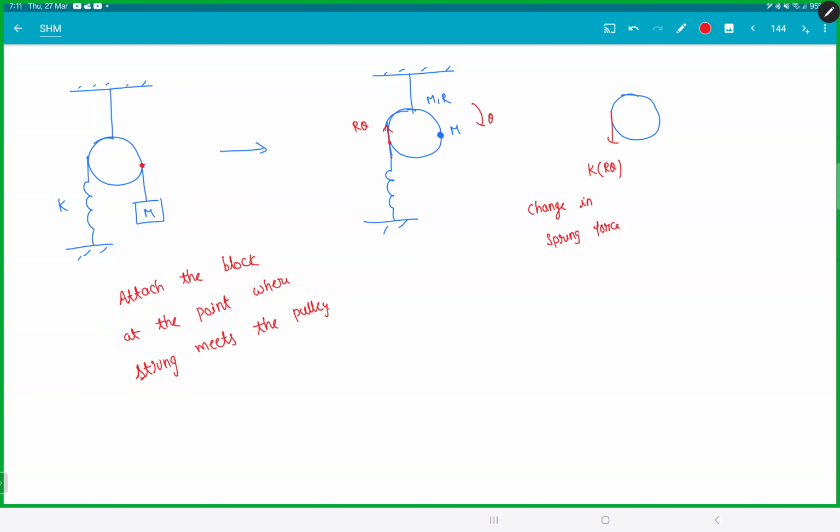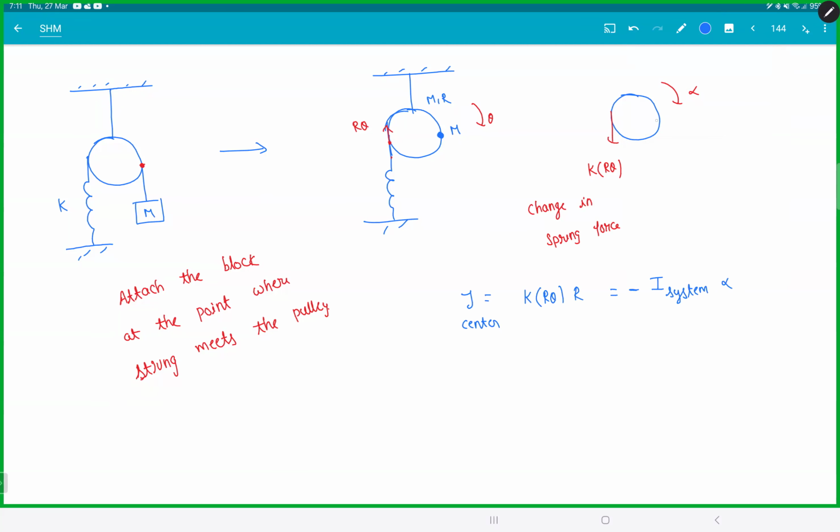We will not write mg because mg's torque didn't change. Initially, mg's torque was balancing the spring's torque, and those will get cancelled. And this guy was alpha. That's it. There's only one force. So K into r theta into r, that is the torque about the center. Here the difference will come, it is equal to minus I of the system into alpha.